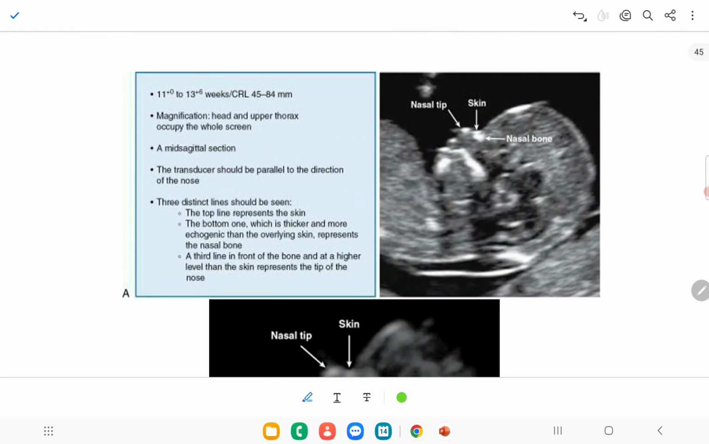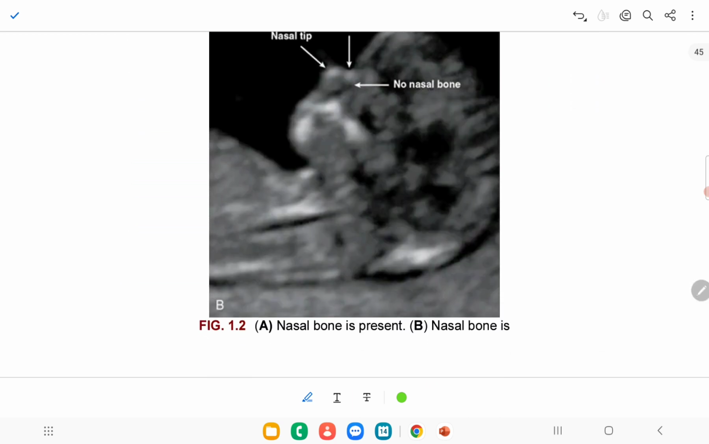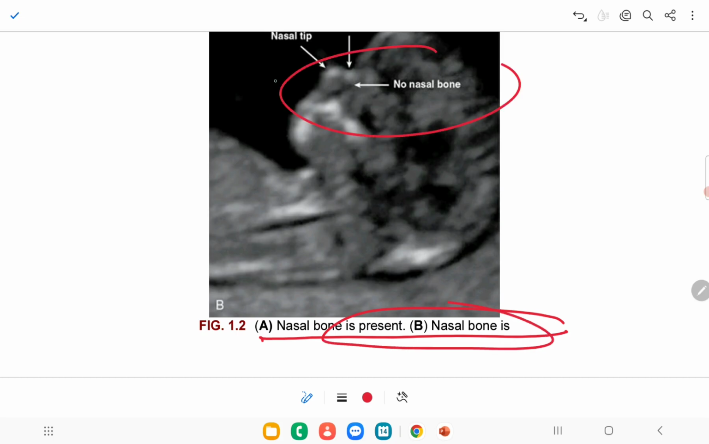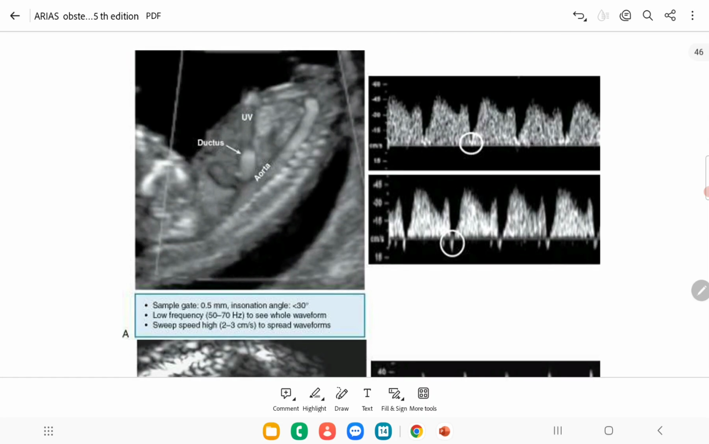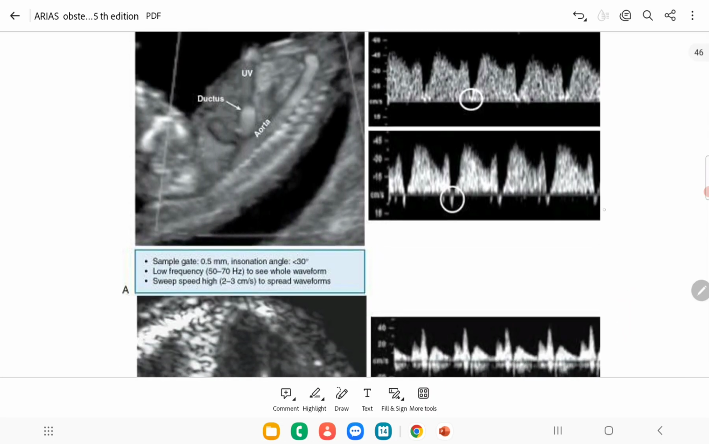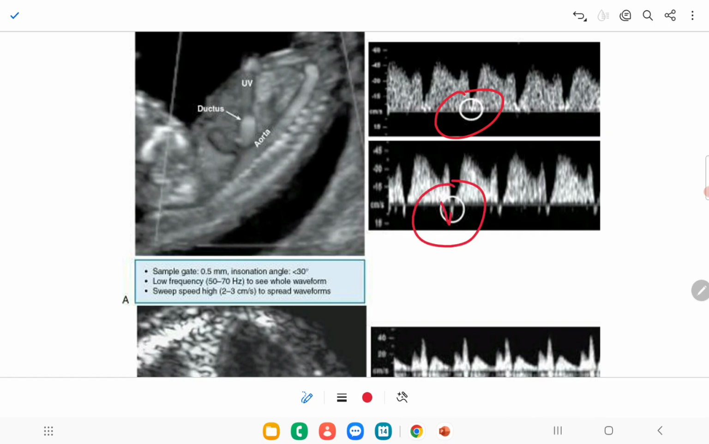You can see these are the absent nasal bones. This is the nasal bone, and it is absent here. Then this is your ductus venosus Doppler, a reversal of the ductus venosus. You can see how nicely they have shown the reversal. This is the normal ductus venosus, and this is the reversal.